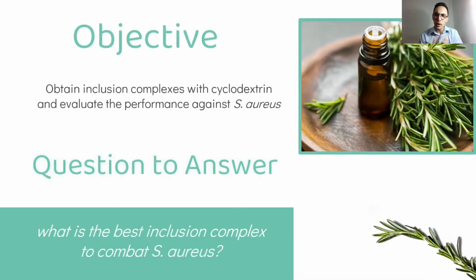What is the objective of this article? The article has the objective to obtain inclusion complexes with cyclodextrin and evaluate the performance against Staphylococcus aureus. And what is the question for this paper? What is the author trying to answer? Reading this article, you will see that the question is: what is the best inclusion complex to combat Staphylococcus aureus? At the end of this presentation, we're going to see the answer.